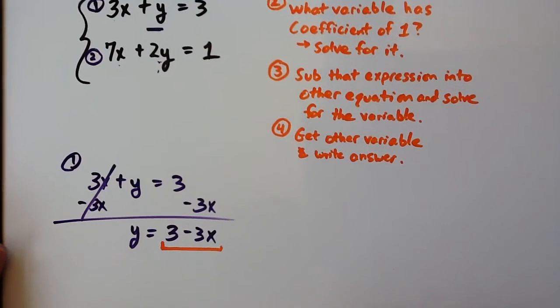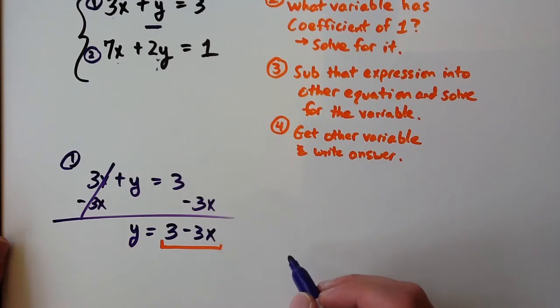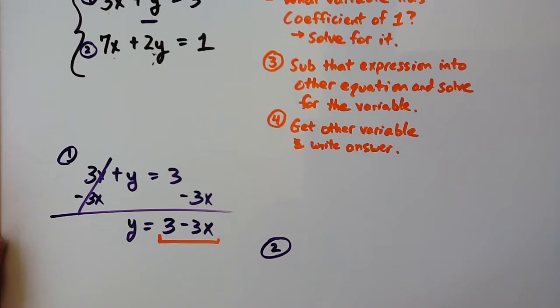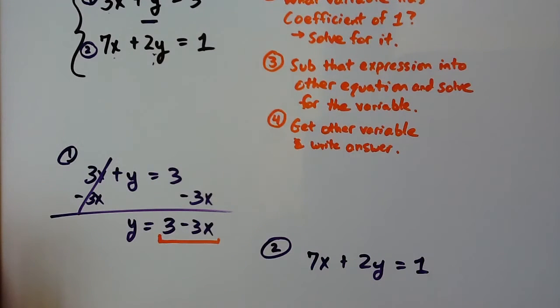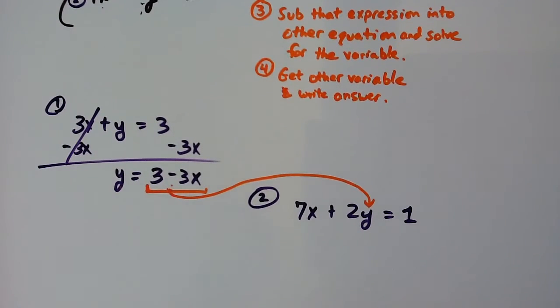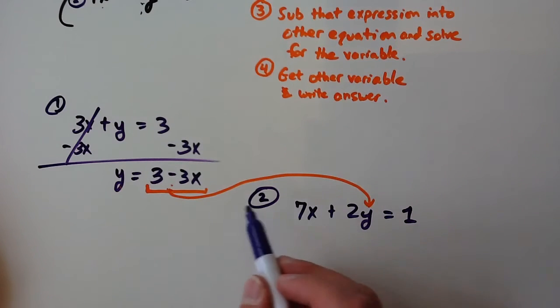So we're going to sub this expression, 3 minus 3x, into the second equation. I'm just going to copy it down. The second equation is 7x plus 2y equals 1. And what we're going to do here is sub this expression, hence the name substitution. We're saying that y is equal to this, or y is the same thing as this. And so we can sub this 3 minus 3x into this equation for y. Now every time we substitute, we have to put parentheses around what we're substituting into the equation.